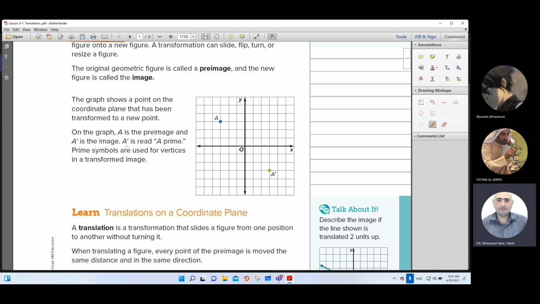What's the meaning of this sign? A, and we have this sign here, is read A prime. So when you see this sign up by the letter, it means A prime. A prime means the image. Prime symbols are used for vertices in a transformed image.